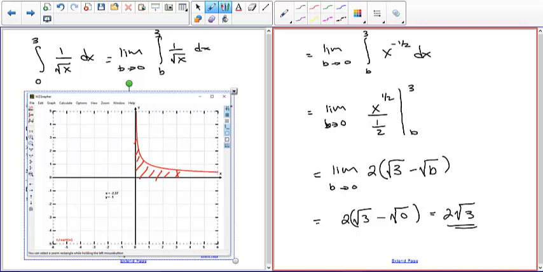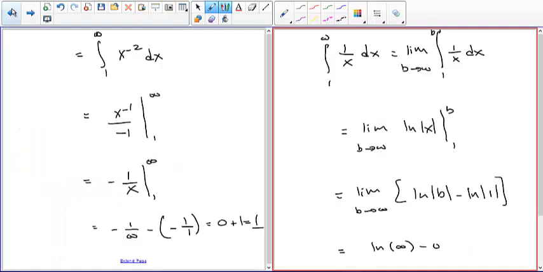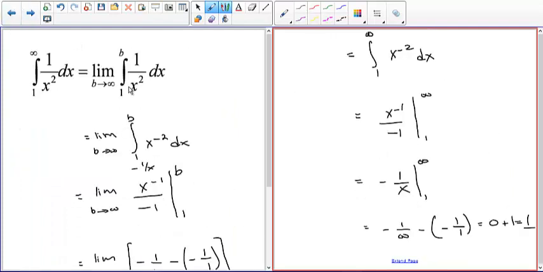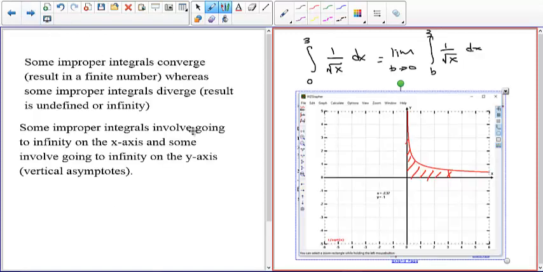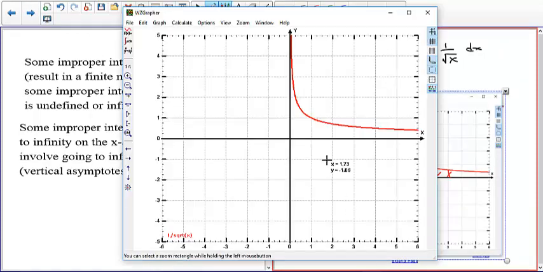And it's the same concept of which ones worked and which ones didn't work the other direction. We went back here and we saw that 1 over x squared did have a finite limit. 1 over x did not have a finite limit. If I did 1 over the square root of x from 1 to infinity, I would have not a finite limit. It would be undefined. And it all depends upon how quickly the functions approach the x and y axis.